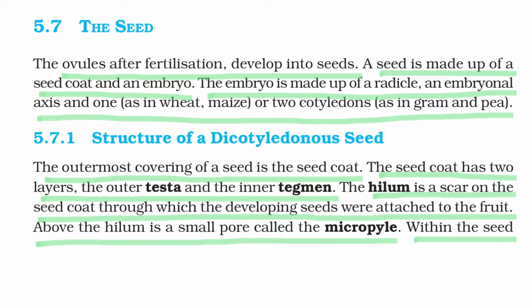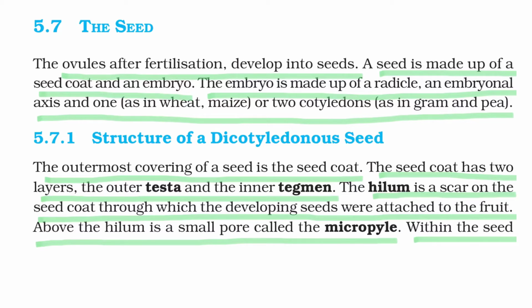Let us revise again. Placentation, we have seen, is the arrangement of ovules within the ovary, and it may be of many types. Similarly, fruits are the ripened ovary and they develop after fertilization only. So when fertilization occurs, the fruits are developed, and within the fruit the seeds are present. So let us start with today's topic about seeds.